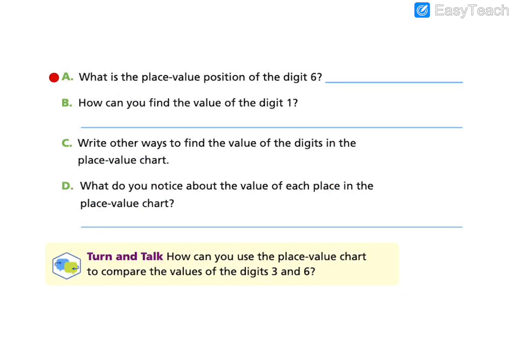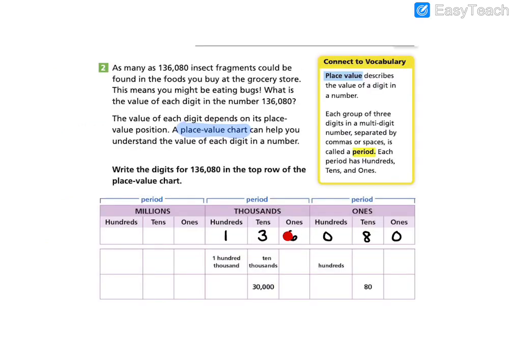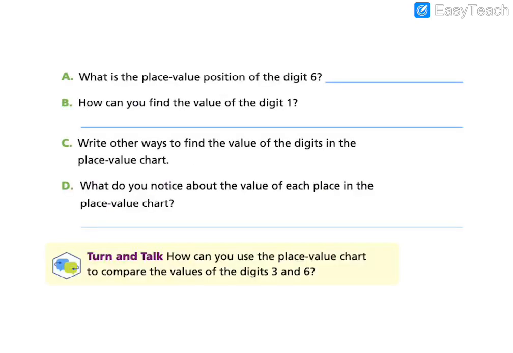A is asking us, what is the place value position of the digit 6? So looking back at our place value chart, we see this digit 6 is in the ones, but the ones of the period for thousands. So 6 is in the place value of the thousands place.